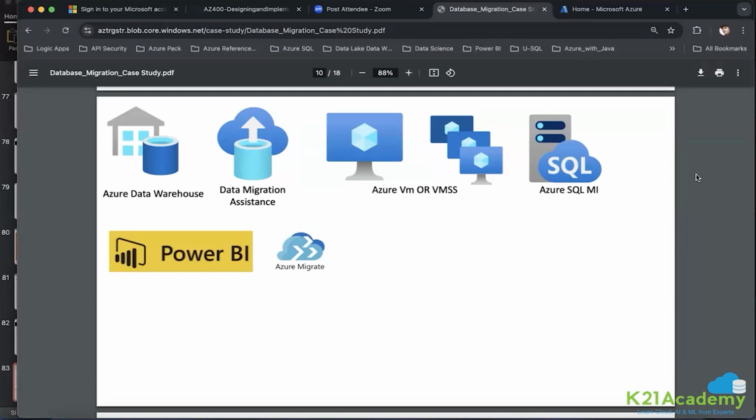So in that case, there are a couple of services I can consider in terms of recommendation, starting with Azure Data Warehouse, which is now renamed Azure Synapse Analytics, which allows you a kind of centralized data warehouse in the cloud. Then Data Migration Assistant, also called DMA. This is a built-in tool provided by Microsoft.